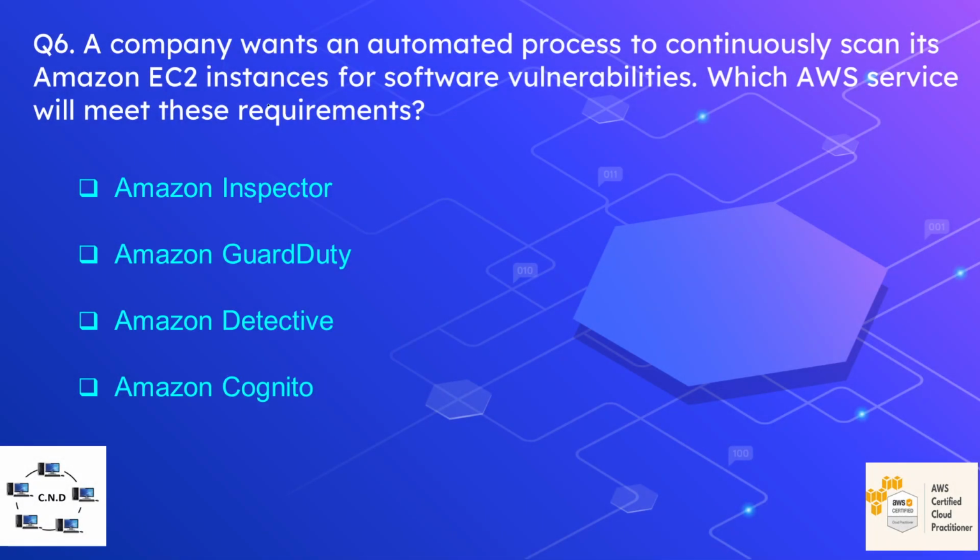Question number 6 is, a company wants an automated process to continuously scan its EC2 instances for software vulnerabilities. Which AWS service will meet these requirements? The options are option A, Amazon Inspector, option B, Amazon GuardDuty, option C, Amazon Detective, and option D, Amazon Cognito. And the correct option is Amazon Inspector.